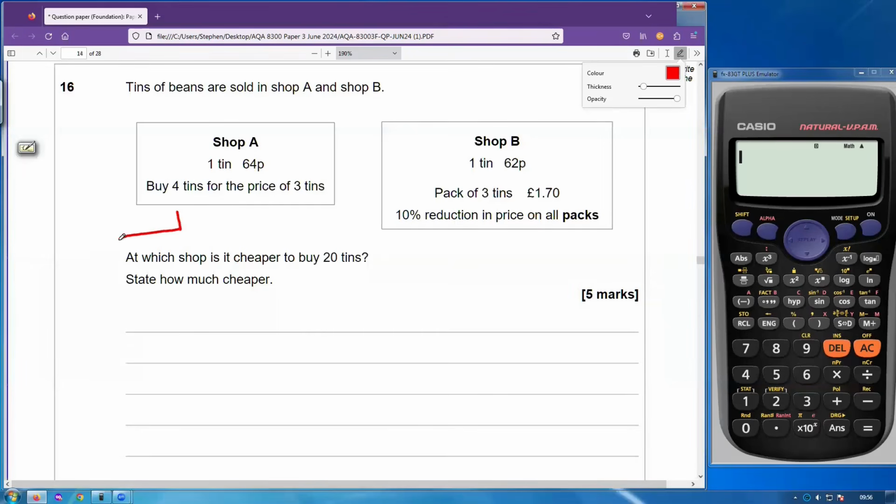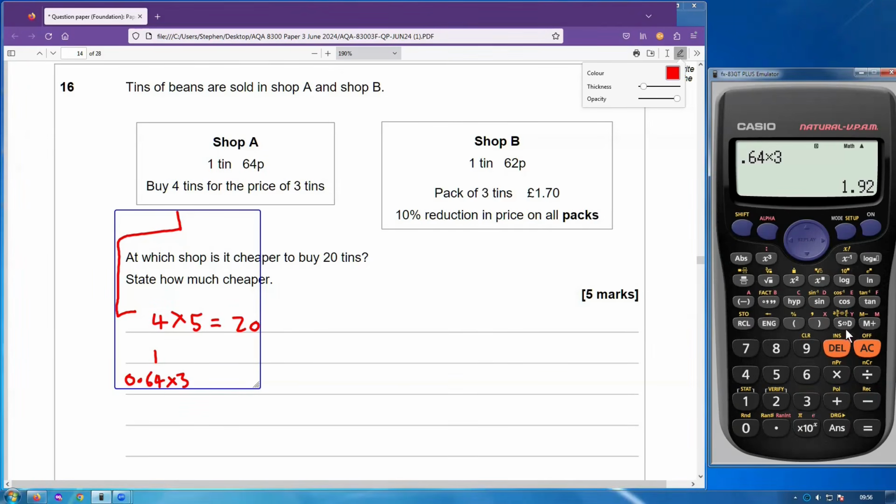4 tins. 4 times 5 was 20. You can buy 4 tins for the price of 3 tins. Okay. So what's the price of 3 tins? It's 64. I'm going to do it in pounds. 64 times 3, which equals £1.92.